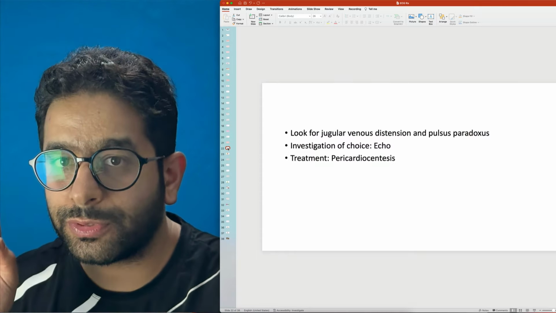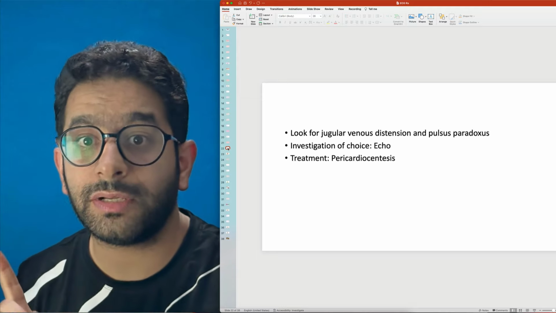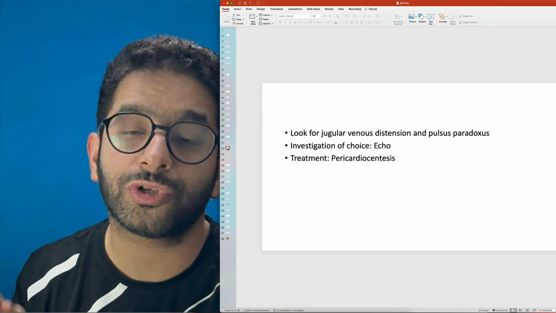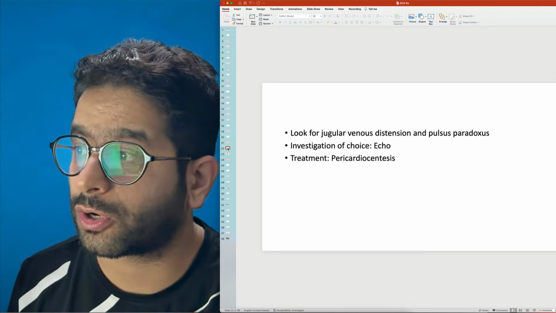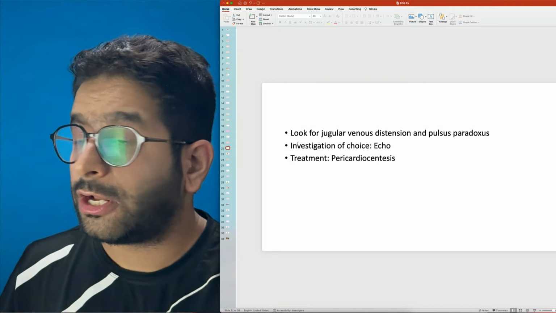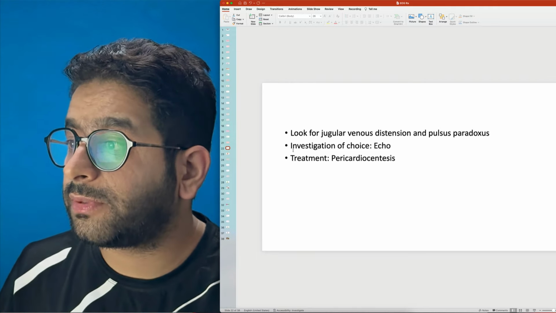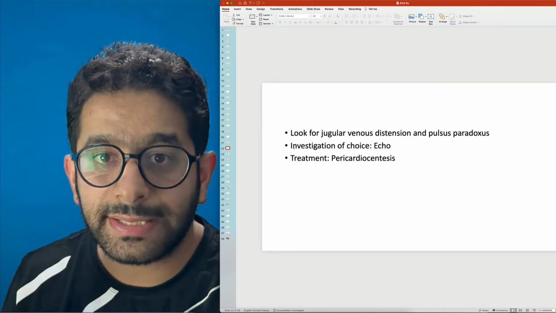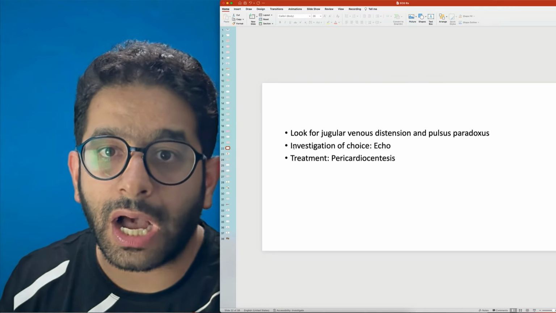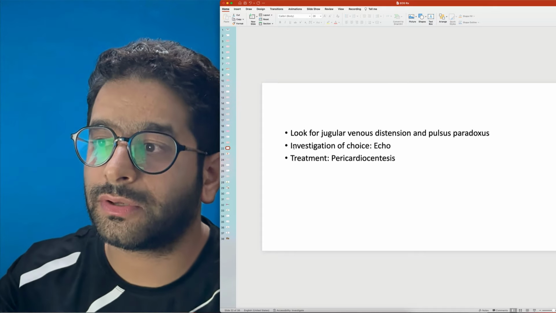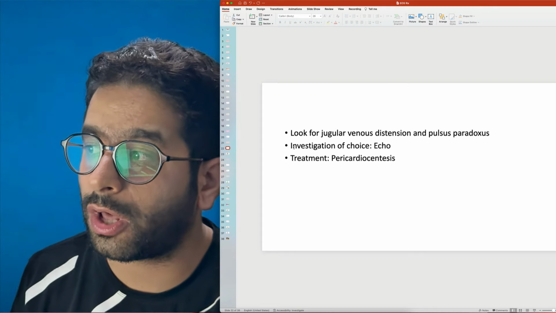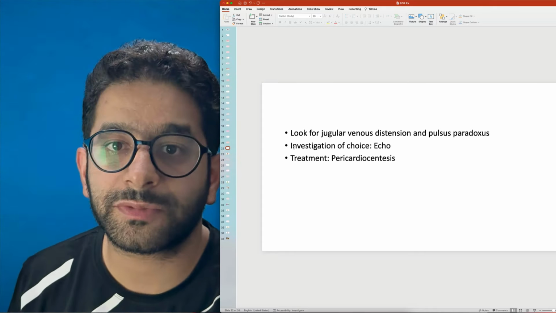Remember what you remember about Beck's triad? That can be an independent question. So in this patient, you should look at the jugular veins, look for jugular venous distension, look for pulsus paradoxus, right? And look for muffled heart sounds. So remember, the investigation of choice in tamponade is echo. Look at the fluid around the heart. Look at the compression caused by that fluid in the cardiac chambers. Look at the signs of pericardial tamponade on echocardiography, and the treatment is pericardiocentesis.